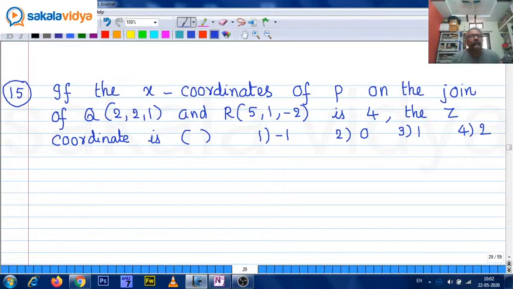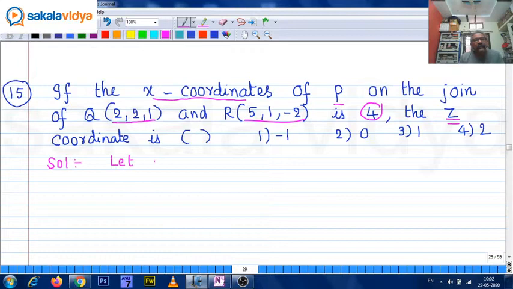Okay, first, x coordinates of P on the line join of Q (2, 2, 1) and R (5, 1, -2) is 4. Then we need to find out z coordinates. That means actually the P point divides the line segment joining the points Q and R with some ratio, say m is to n. First we need to find out m is to n. So that means already x coordinate is given. Let us say x is equal to 4 here.